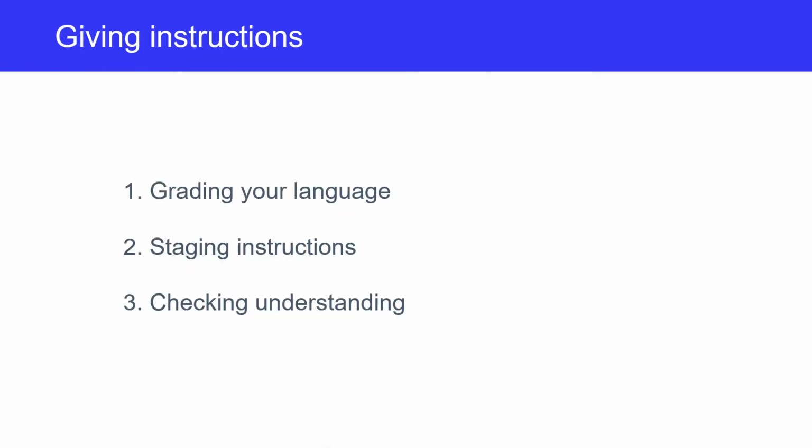In summary, we've considered how you can grade your language, stage instructions, and check understanding in order to make your instructions more accessible for learners at different levels of proficiency in English.